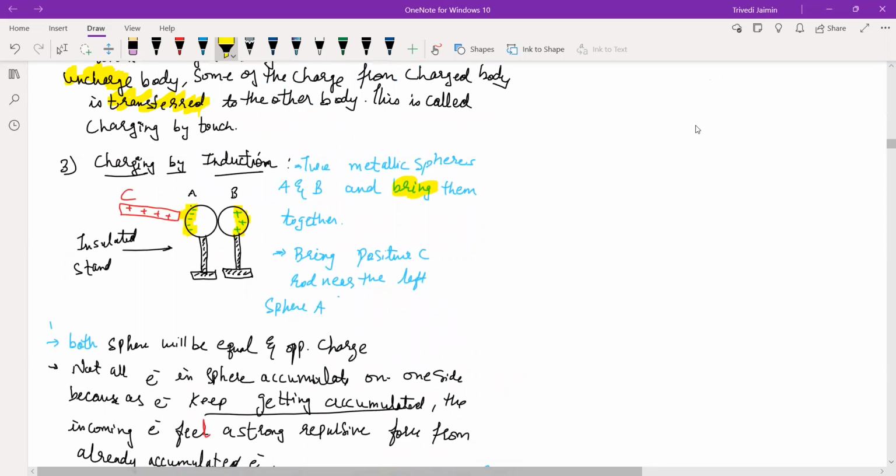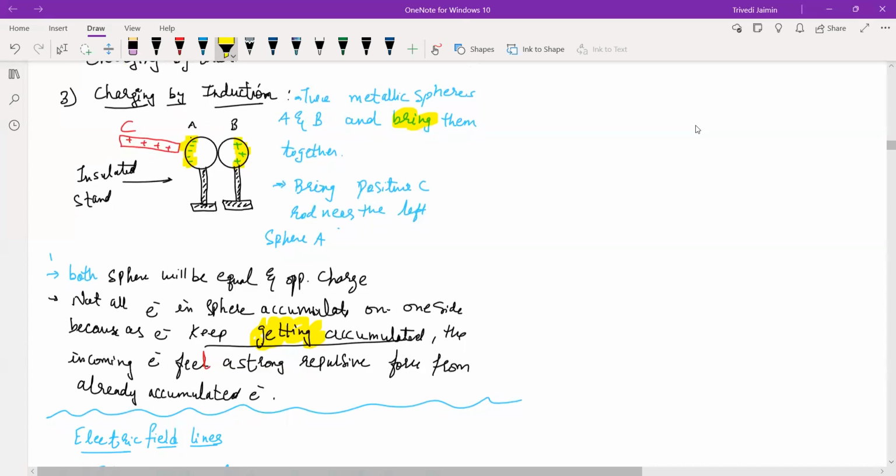So see, when it is written here, not all the electrons in the sphere accumulate on one side, because electrons keep getting accumulated here, some are getting accumulated here. So the incoming electron feels a strong repulsive force from the already accumulated electrons. So once we remove this C, or when we remove this B separately, this whole sphere will have positive charge.